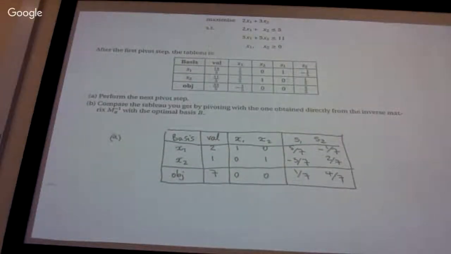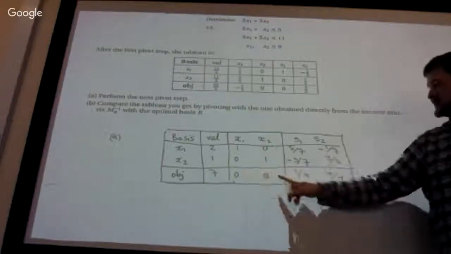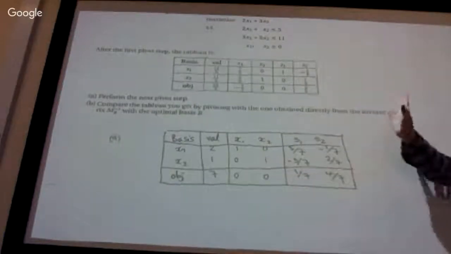We got this. Is this the final solution, or the optimal solution? It is, why? Non-infinite values. Right. 0, 0, positive, positive. All good, happy.